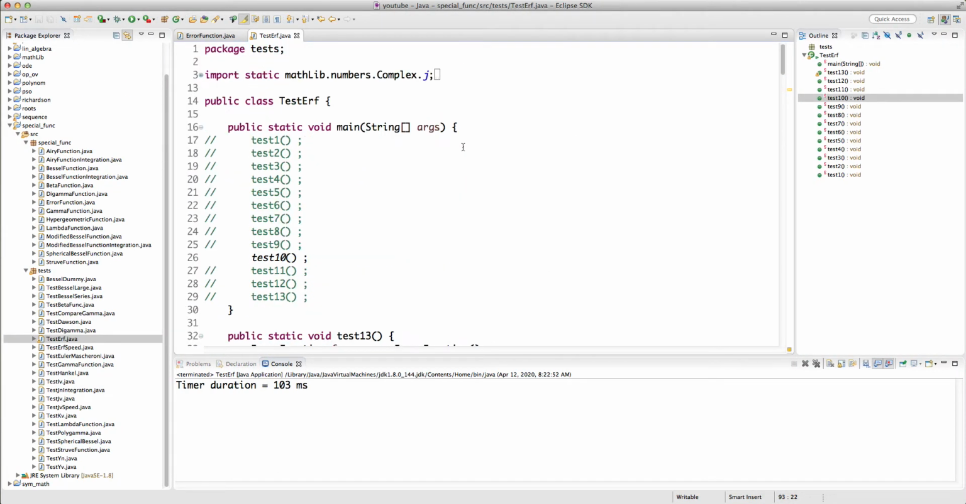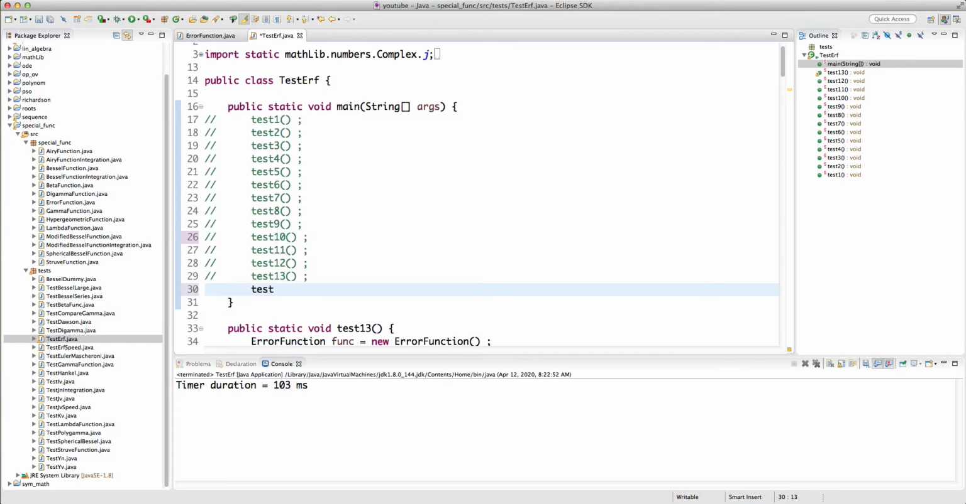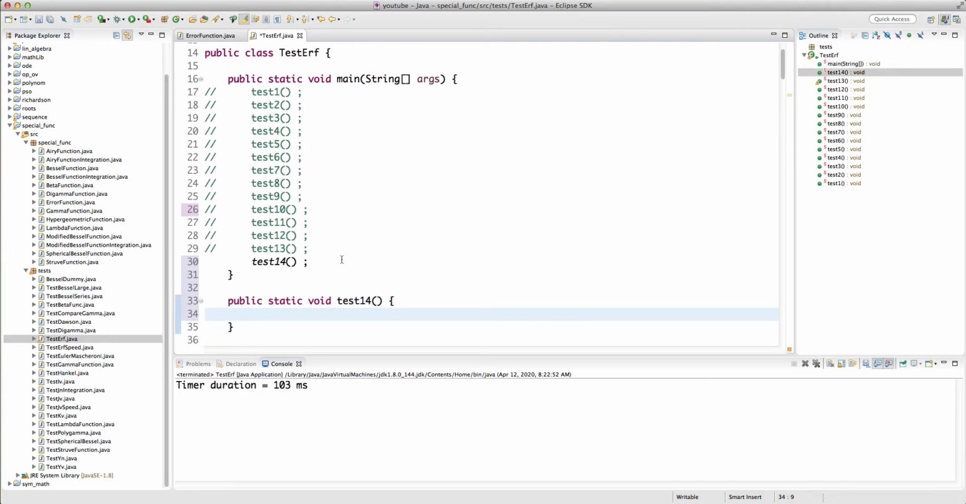All right. So the last thing I'd like to talk about here is how accurate our implementation is. So let's call this test 14. Public static void test 14, and here I'm going to create a complex number. Z is 2 minus 0.5 times j, all right?